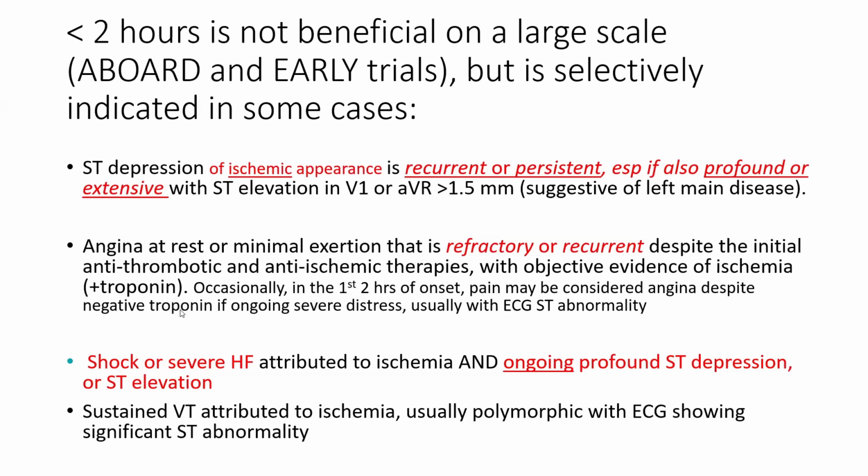The third indication for urgent cath within the first 2 hours is shock or severe heart failure attributed to ischemia, and along with that, you still have ongoing profound ST depression. It's not enough for shock or heart failure to be attributed to ischemia to qualify for emergent cath. They must have ongoing ST elevation or profound ST depression to qualify for urgent cath. If they don't have ongoing ST elevation or deep ST depression, wait to stabilize the patient clinically and diurese before cath.